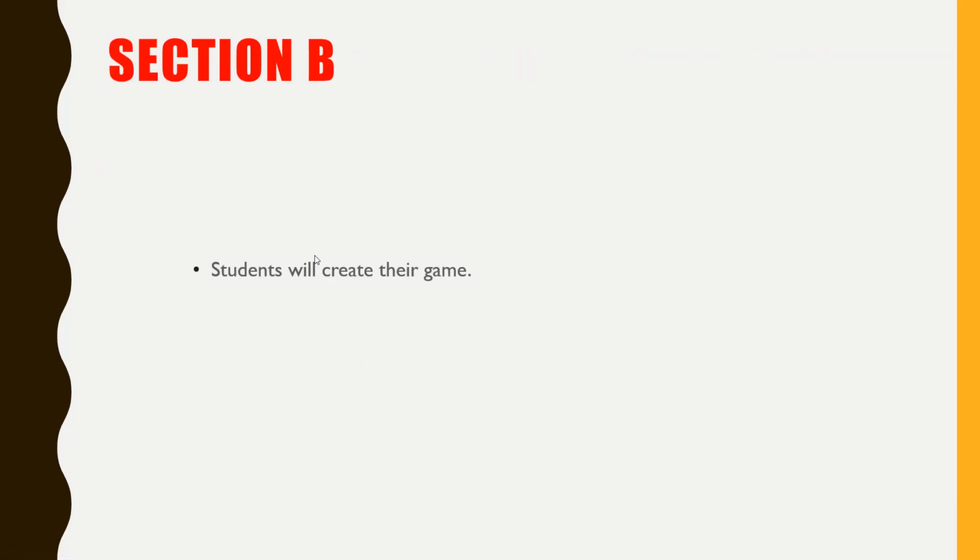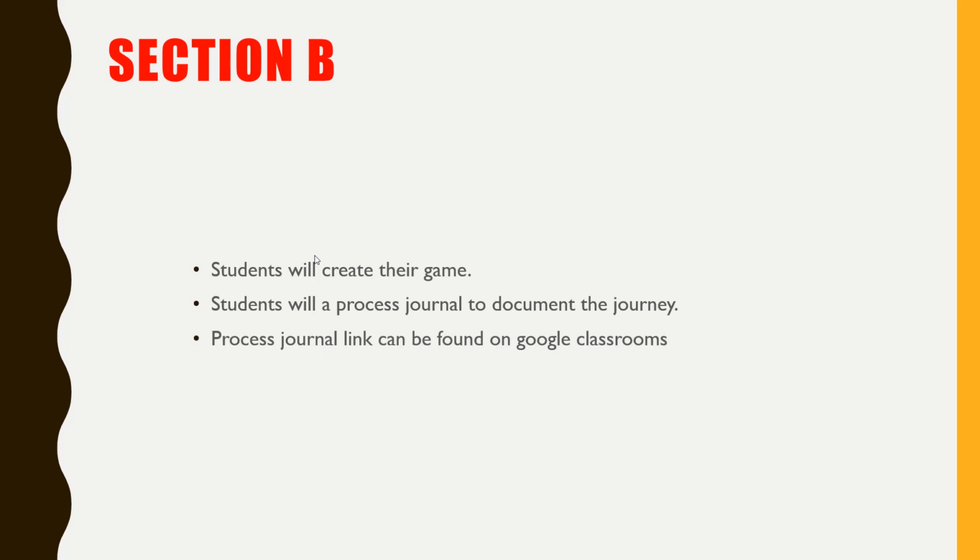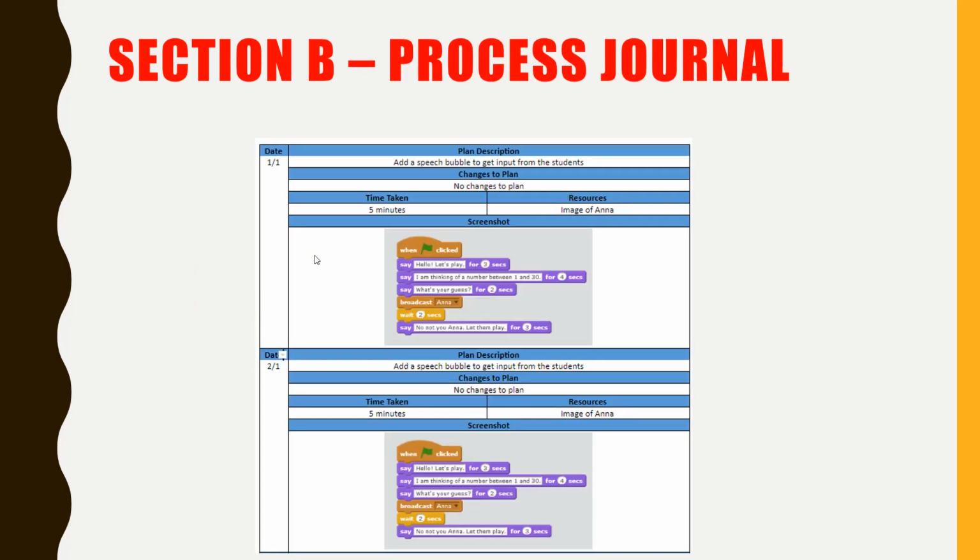In section B, students will then create your game, and students will make a process journal to document the journey. The process journal link can be found on Google Classroom. And then here's a simple example. You literally will date it, say what you intend to do, how long it's going to take, and then the resources, and then any images that you've used throughout the day of building it.